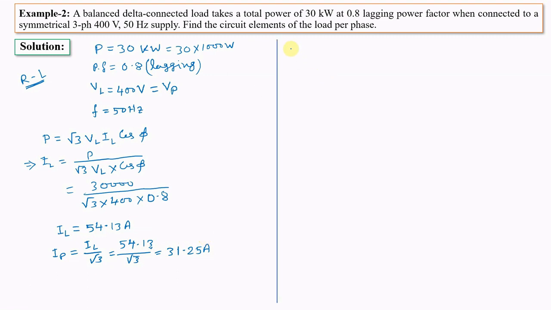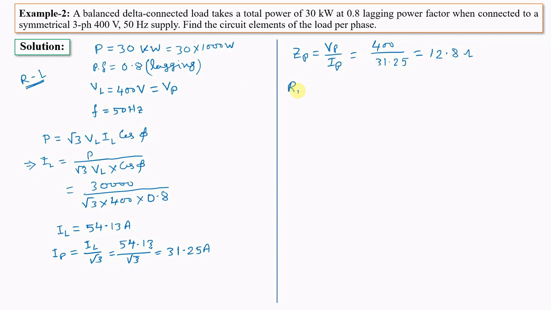Next is the phase impedance. The phase impedance is the phase voltage upon phase current, where the phase voltage is 400 and the phase current is 31.25. So we'll get the phase impedance, that will be 12.8 ohms per phase. Remember, this is the phase impedance.